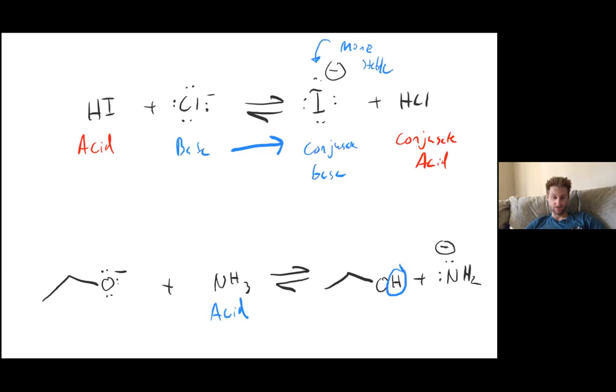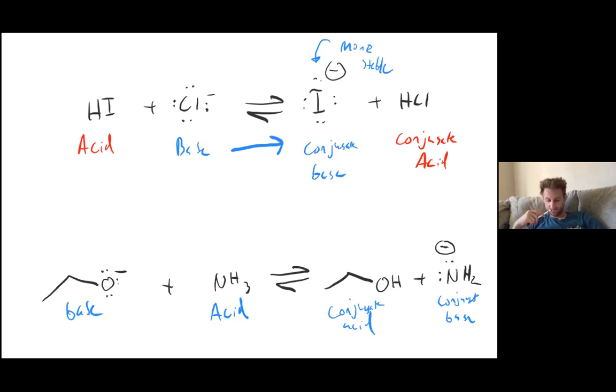You can also see that it's missing one on the other side. Our base is going to be the other component of it, and then on the opposite side here, it'll always be the opposite, so this would be our conjugate acid. Then our conjugate base would be this amine here.